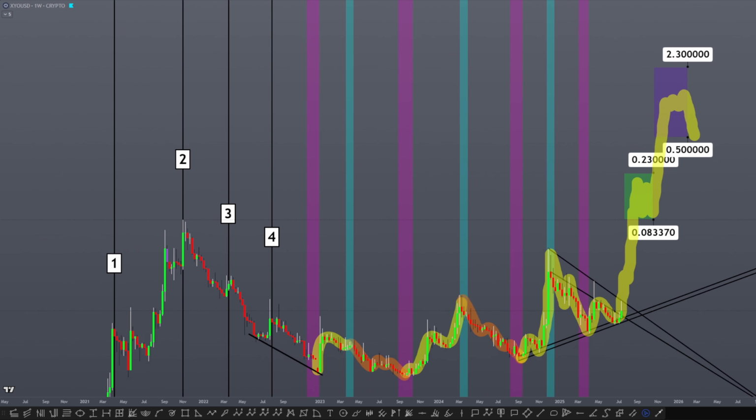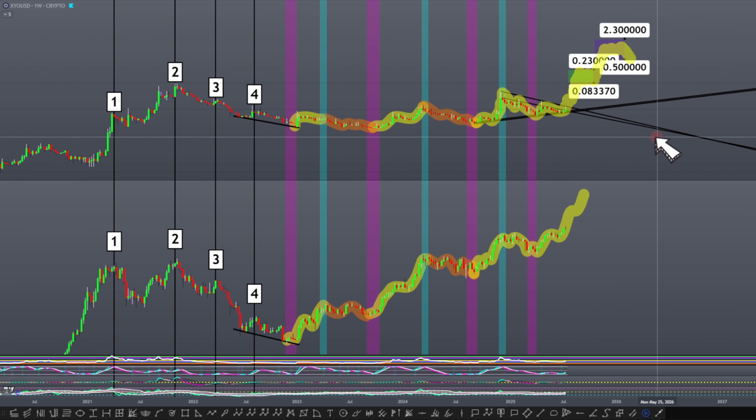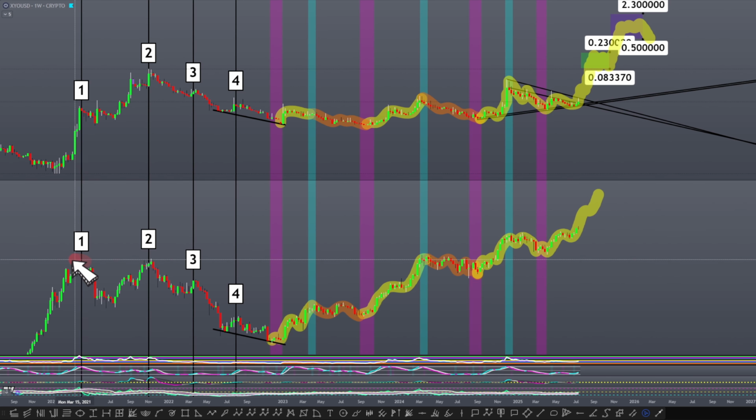If we look at the last bull run for XYO, again comparing it here with Bitcoin on the bottom, we will see that Bitcoin here topped out at 64K, being the more structural all-time high. And really, XYO, you can see here, just really began its bull run.